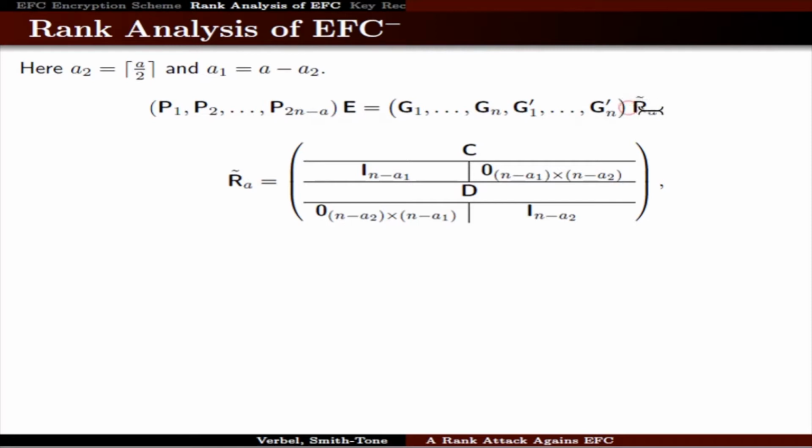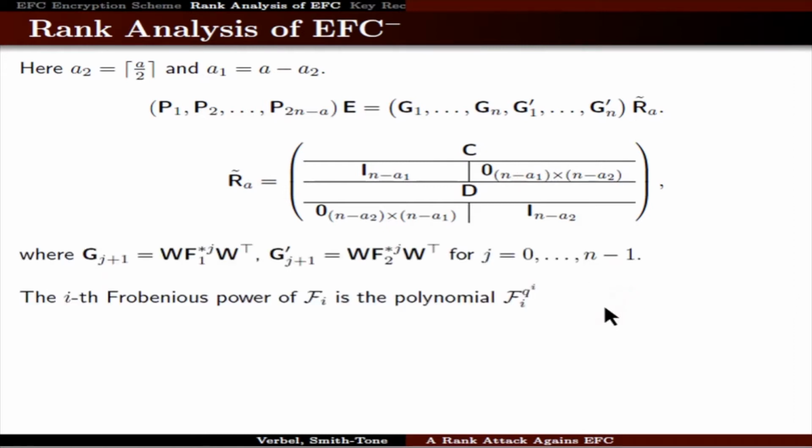Here, RA tilde is this matrix over here. I'm going to explain a little bit what this matrix is later. And the matrices G and G prime are just matrices depending on the linear map U and the central polynomials F1 and F2.